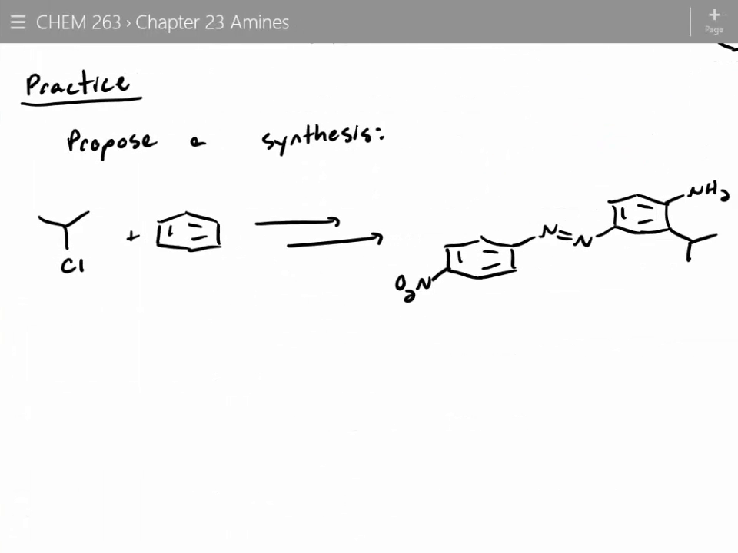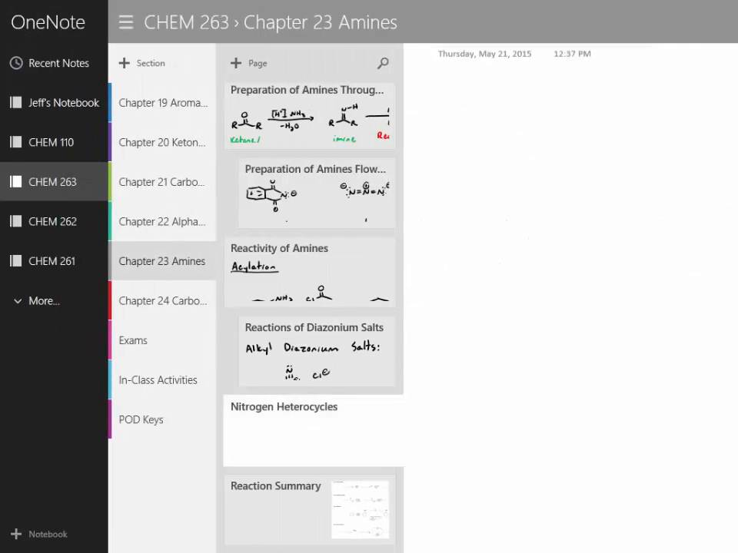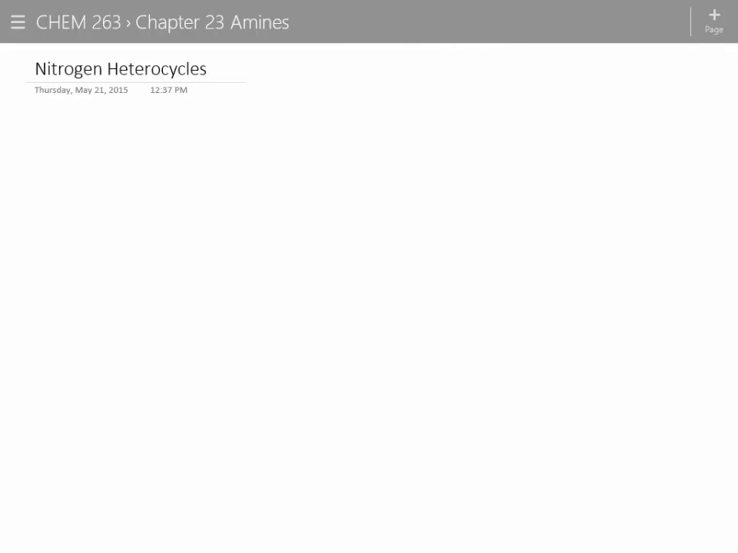All right, so yesterday we finished up talking about preparation of diazo compounds, and we proposed a synthesis of this one below. We're almost done with the amines chapter. That means you guys should be working or getting very close to completing your Sapling problems. We're going to continue on to carbohydrates today. But before we do, we're going to talk a little bit about nitrogen heterocycles.